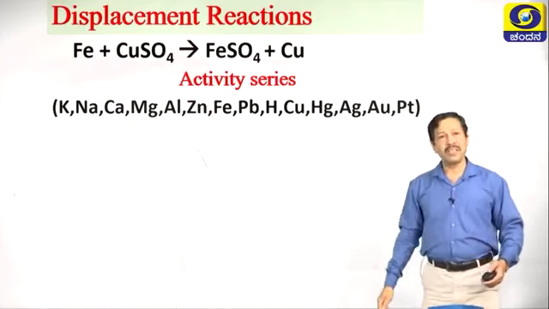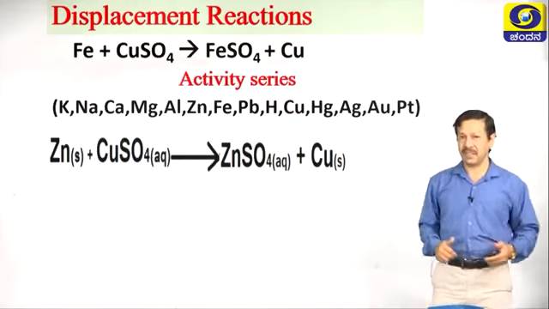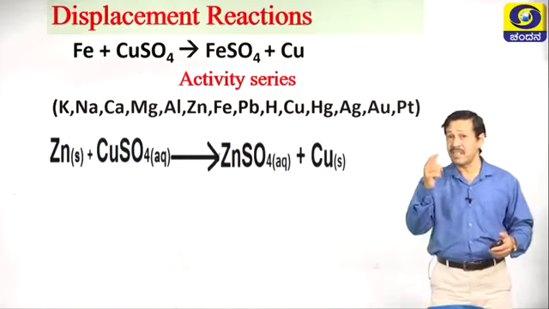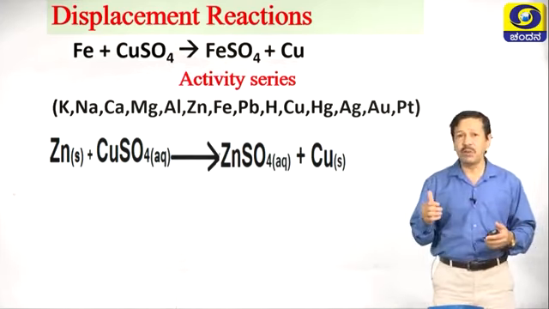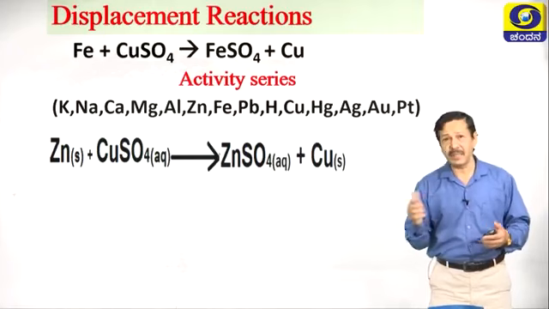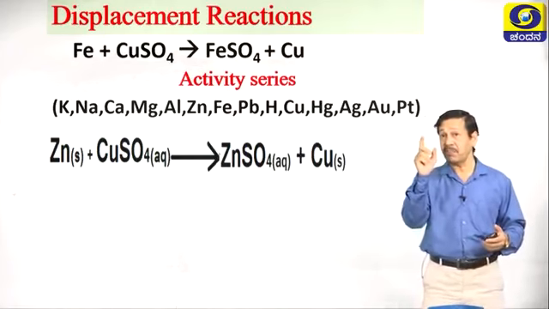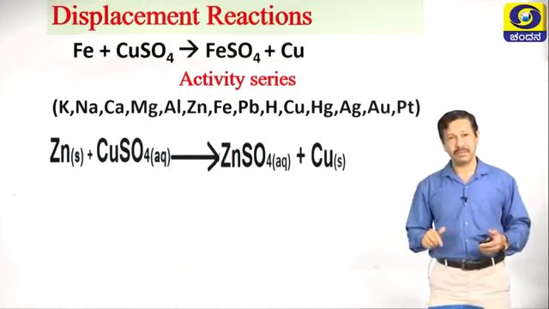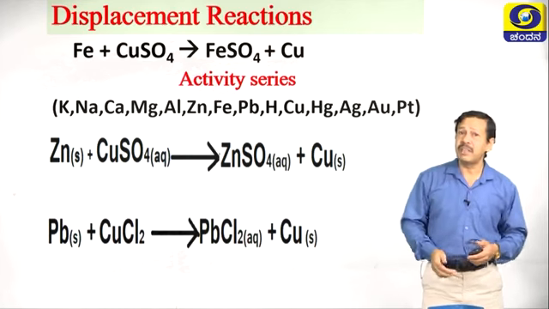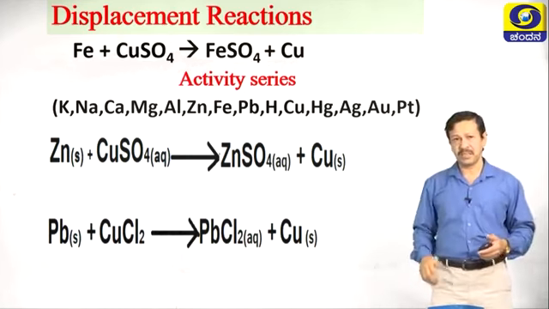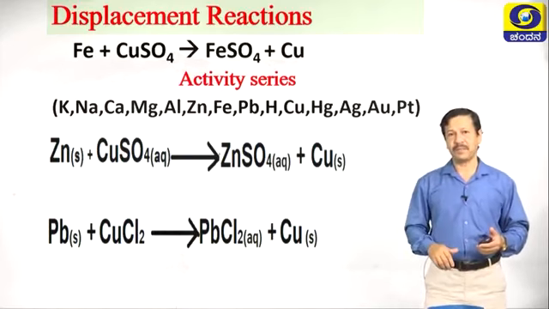Now, one more example: zinc reacts with copper sulphate. Then zinc sulphate plus copper is formed. Gradually, the blue color of copper sulphate disappears and turns into white. This is the important observation during the reaction. Then one more reaction, the reaction of lead with copper chloride, that forms lead chloride plus copper.